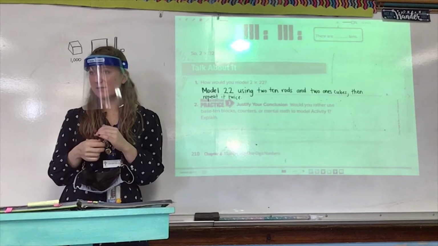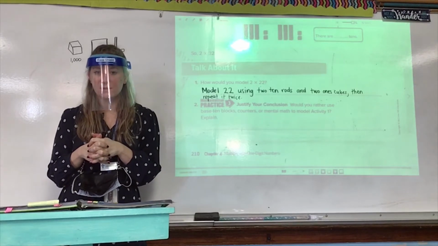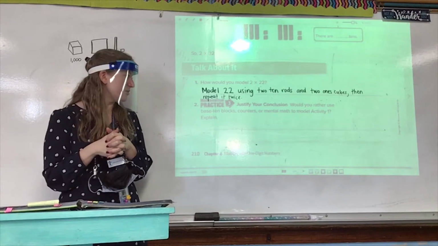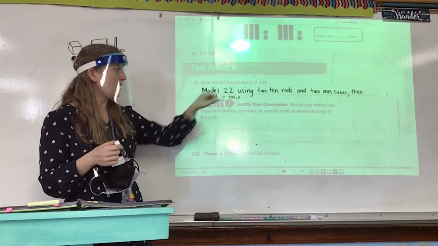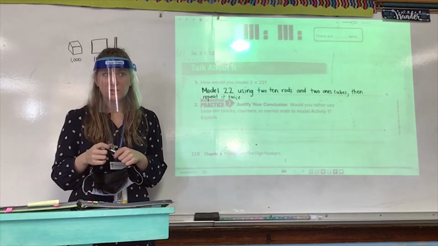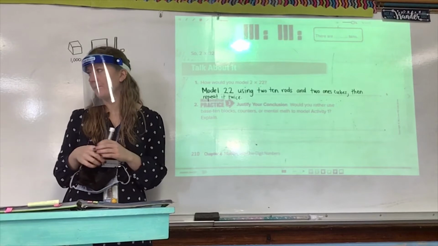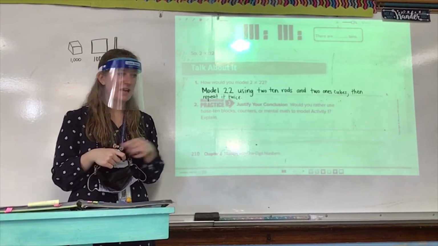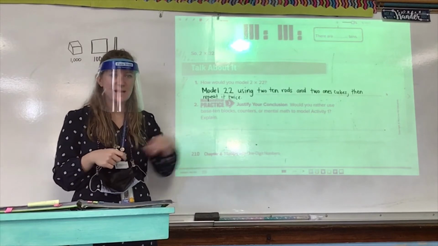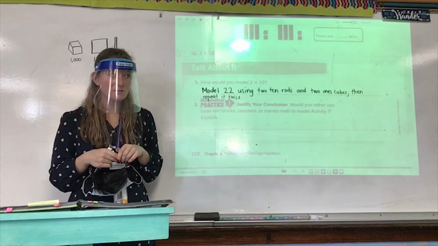I want some, because the people with their hands raised right now are the ones who raise their hands while I'm speaking. So would you rather use base 10 blocks or counters to model 2 times 22, and why? Think about if you were using counters, you'd have to do an array. Think about if you're using base 10 blocks, you're doing what we use today. Which one would you rather use?